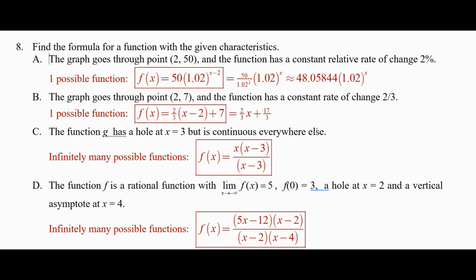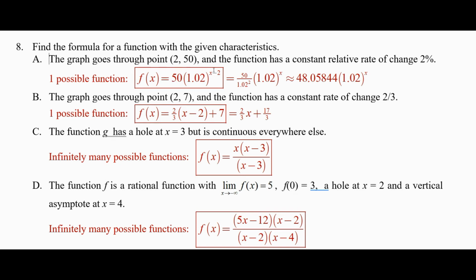So in this section we have to come up with formulas for functions with certain characteristics. The graph goes through the point (2, 50) and it has a constant relative rate of change of 2%. Well, that right there tells you it has to be exponential. And there's only one possible function. Here, the base is 1.02, 1 plus the rate of change in decimal form. And then this is sort of the point-base formula: x minus the x value here for the power, and the y value of that point is right here.